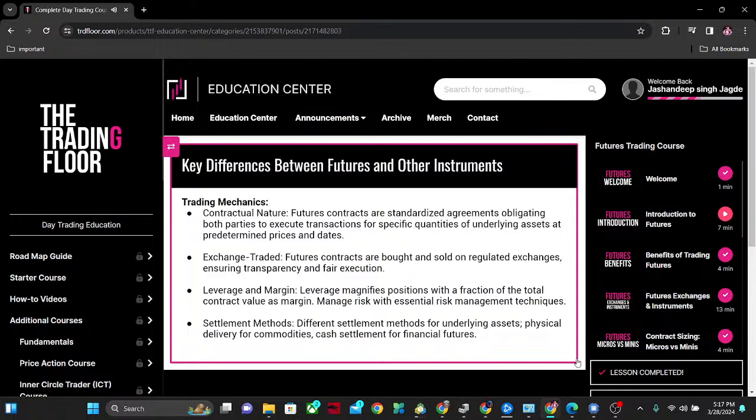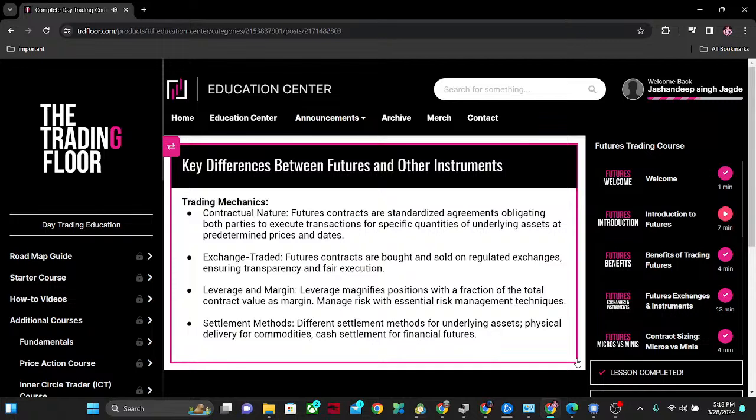Key differences between futures and other instruments. Futures trading offers distinct characteristics that set it apart from other financial instruments, such as its contractual nature and that it's exchange traded. Let's dive into these differences. Its contractual nature. Futures contracts are standardized agreements that obligate both the buyer and the seller to execute a transaction for a specific quantity of an underlying asset at a predetermined price and date in the future. This standardized structure provides transparency and efficiency in trading.